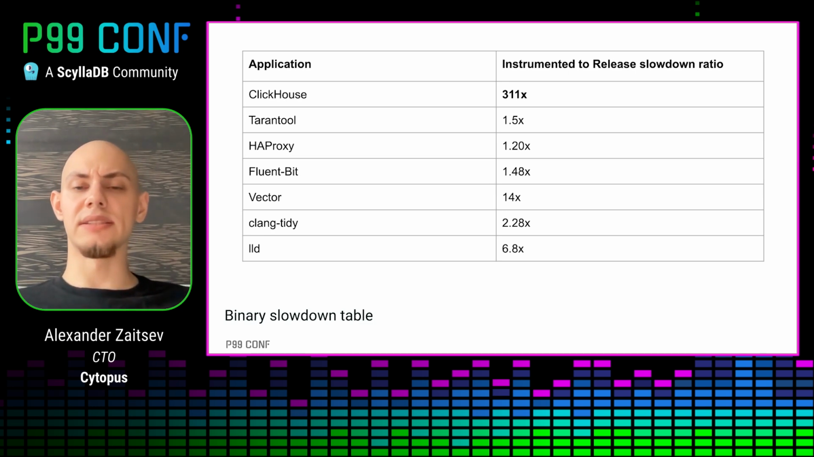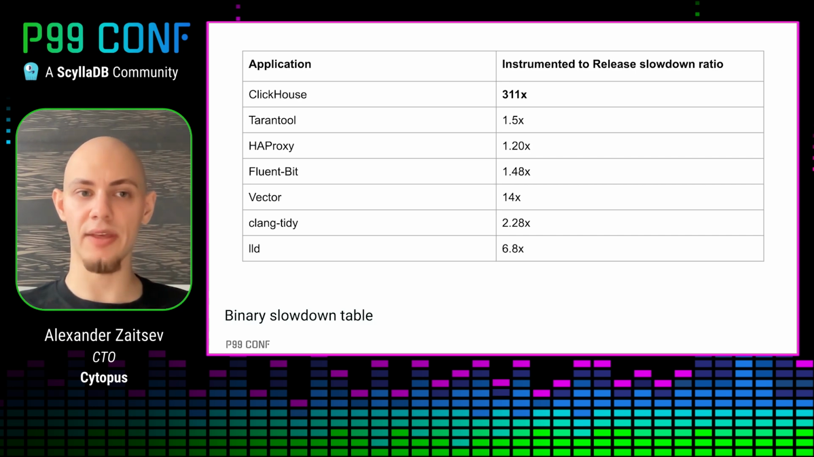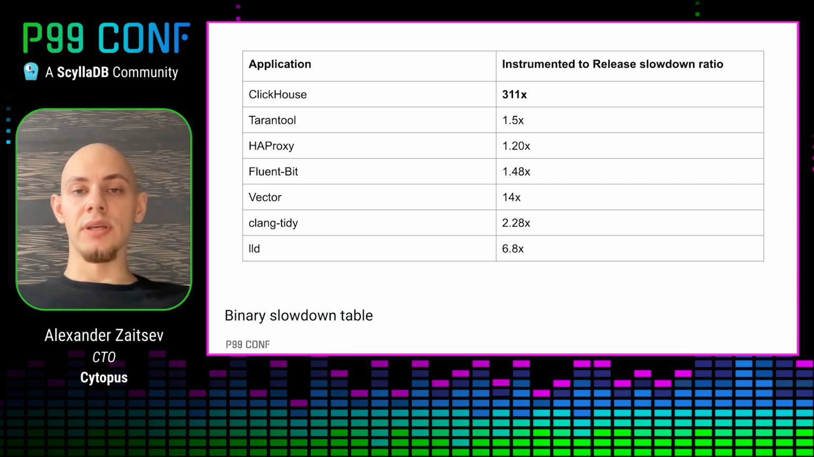The reason is that the compiler inserted the machinery into the real hot loops inside ClickHouse, and these loops were executed, I guess, millions of times. That's why the overhead was so huge for ClickHouse. For other applications, we see really different numbers, like 14x, and much less in other cases. In practice, you cannot predict it without actual benchmarking.